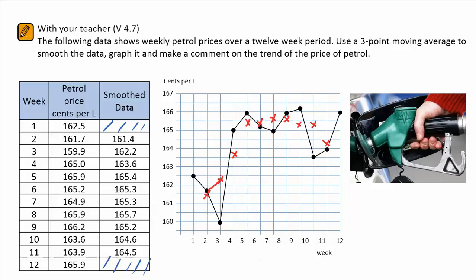Now, there's not a lot of smoothing that's occurred here. We're taking some of the bumpiness out of the data. So use a ruler to join these up. Notice, because of the 3-point smoothing analysis, the first point and the last point are not to be included.